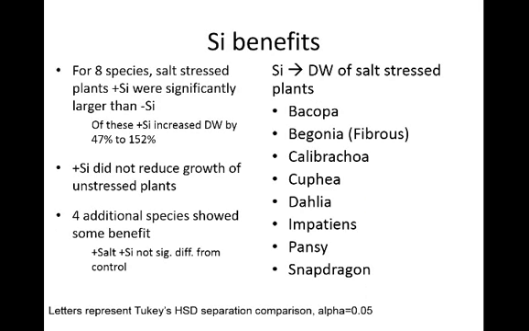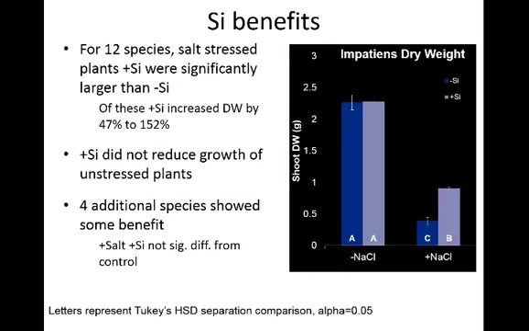So we found that for 8 of the species we looked at, the salt-stressed plants that received silicon were significantly larger than control plants that had not received silicon. These are the plants listed on the right side: Bacopa, Begonia, Calibrachoa, down to Snapdragon. For those plants, the salt-stressed plants were 47% to 152% larger. And one example of that is Impatiens. So this is garden Impatiens, Impatiens wallerana.